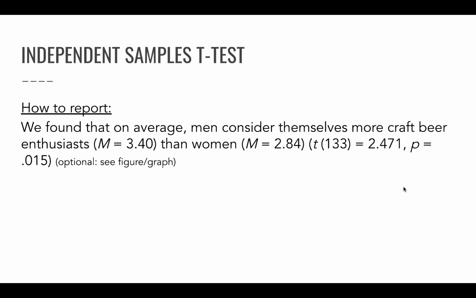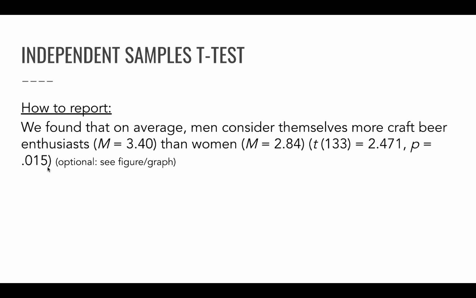So how do you report that data? You could say that we found that on average, men consider themselves more craft beer enthusiasts because their mean was 3.40 than women with their mean of 2.84. You have your degrees of freedom again, your t-score, and here your p-value being 0.015.